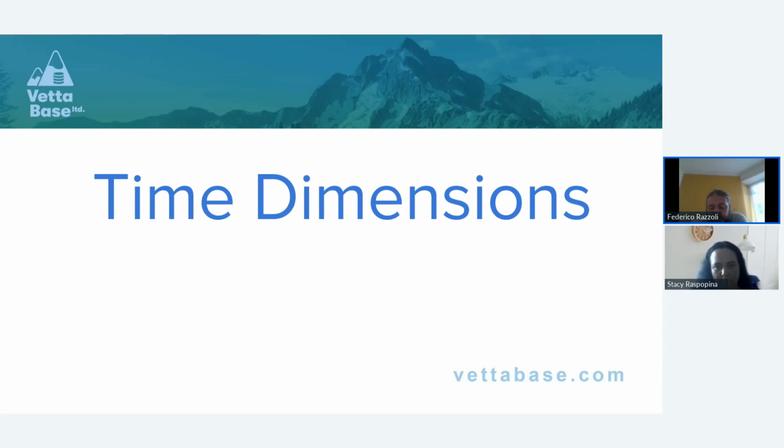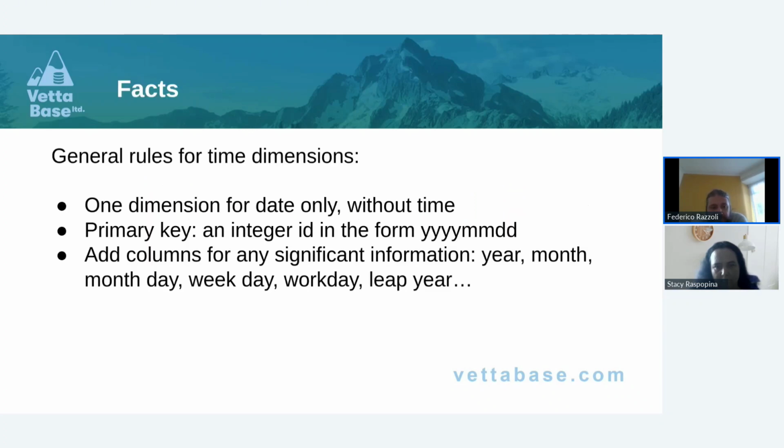Let me spend some words about time dimensions, because they are very important, and basically every star schema has a time dimension. So the general rules are: have one dimension for the date only, without time. Sometimes you don't need time at all, but if you need it, it should be a separate column. The primary key, again, should be an integer in the form 4 digits for year, 2 digits for month, 2 digits for day.